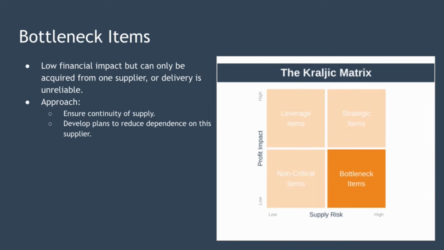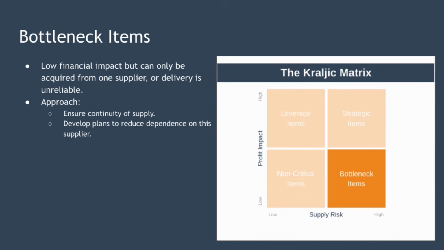The next quadrant is bottleneck items. These items have a low financial impact on your organization, but they can only be acquired from one supplier or very few suppliers, or their delivery is unreliable. An example of a bottleneck item is an electronic component you need that is only made by one manufacturer.